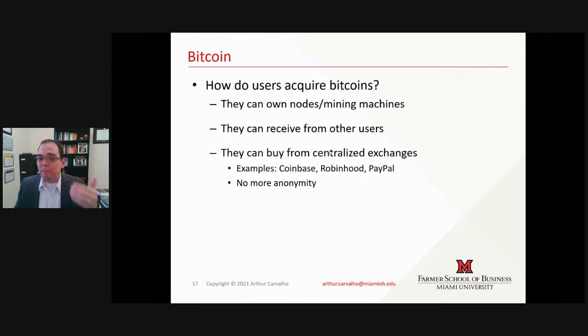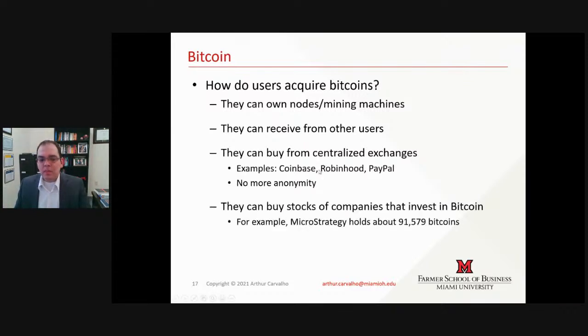Third one, you can actually buy now from centralized exchanges. So there are companies like Coinbase, Robinhood, PayPal. It's so easy today to buy Bitcoins. But there's an issue here. When you use this exchange, just keep in mind that it is no longer anonymous. Because to create an account in this exchange, you have to provide information about yourself. This exchange has to comply with KYC. Now, they are able to link you personally to your Bitcoin ID. And that could be a problem. There's no more anonymity here.